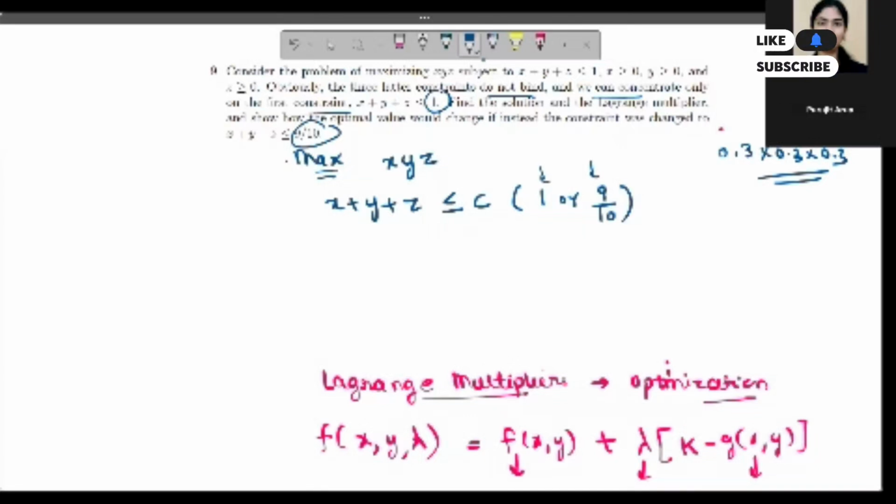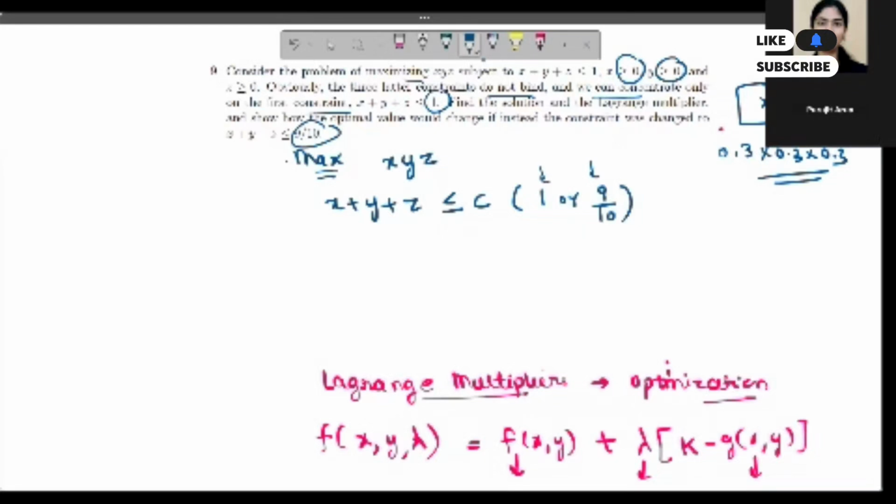Because if you consider this as an equal sign, then if any of x, y, z becomes 0, the product is 0. We need either negative or positive values to state whether it is giving me a maximizing or minimizing value, right?